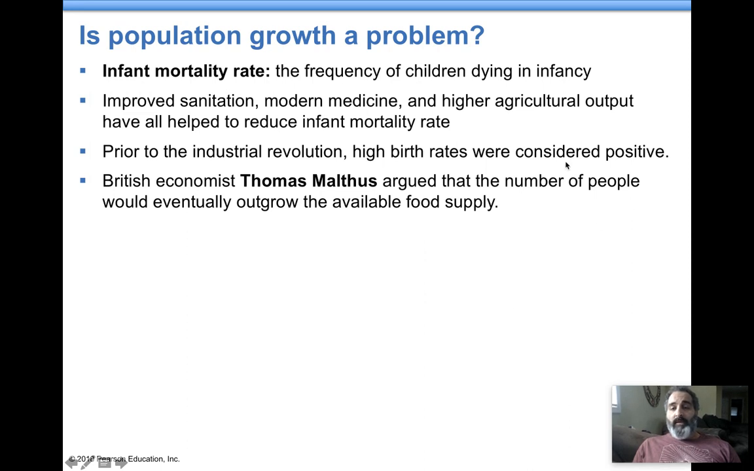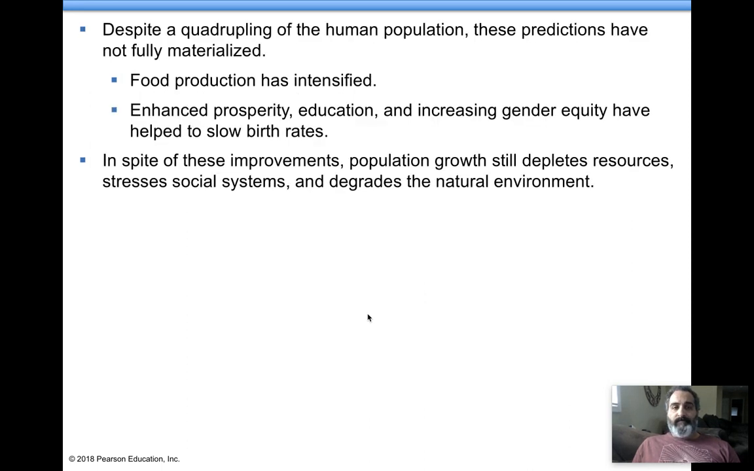And by the way, high birth rate was very important early on. It was very important because since a lot of children died, you wanted to ensure that you had children to take care of you one day if you were going to retire. Yeah. And you needed them to help you work.